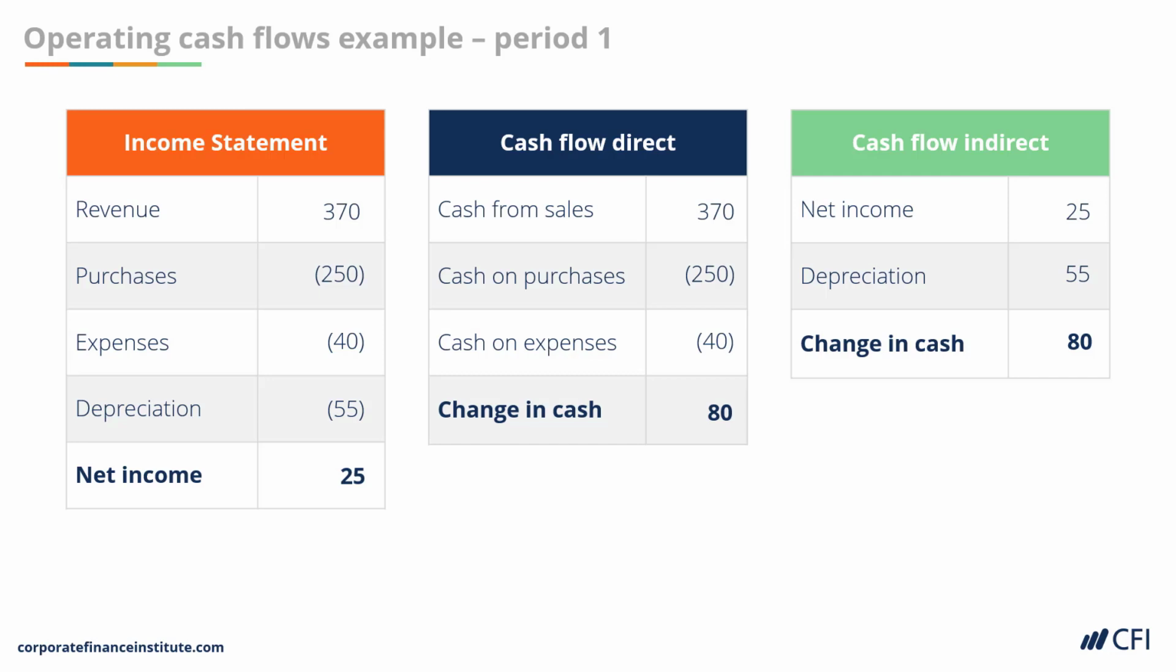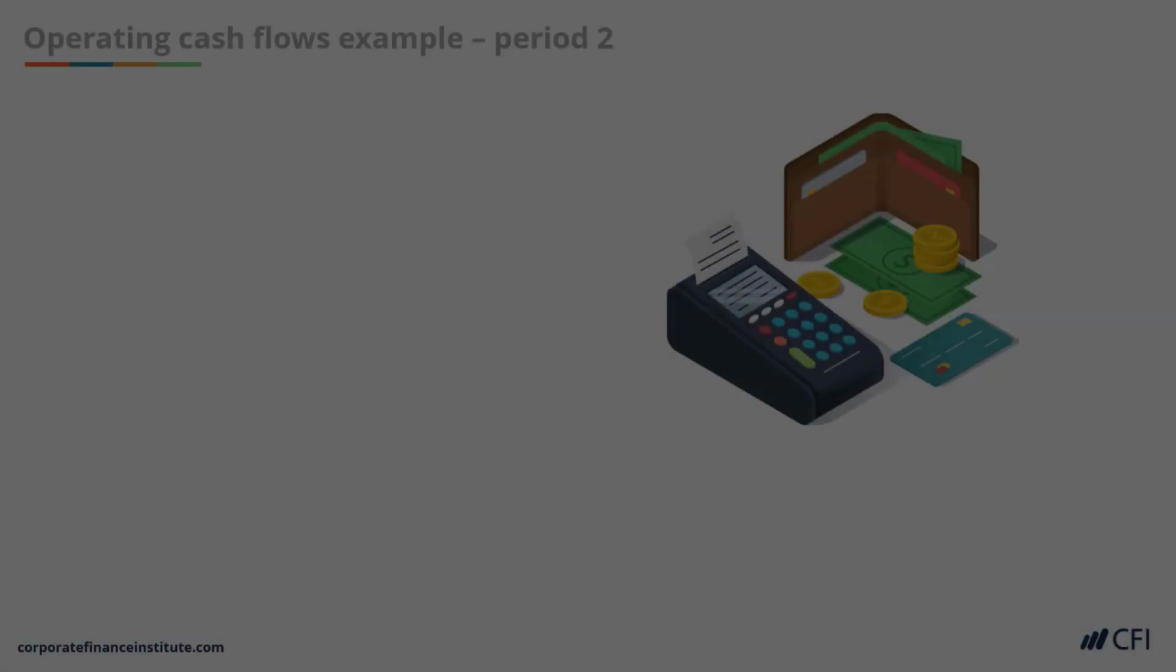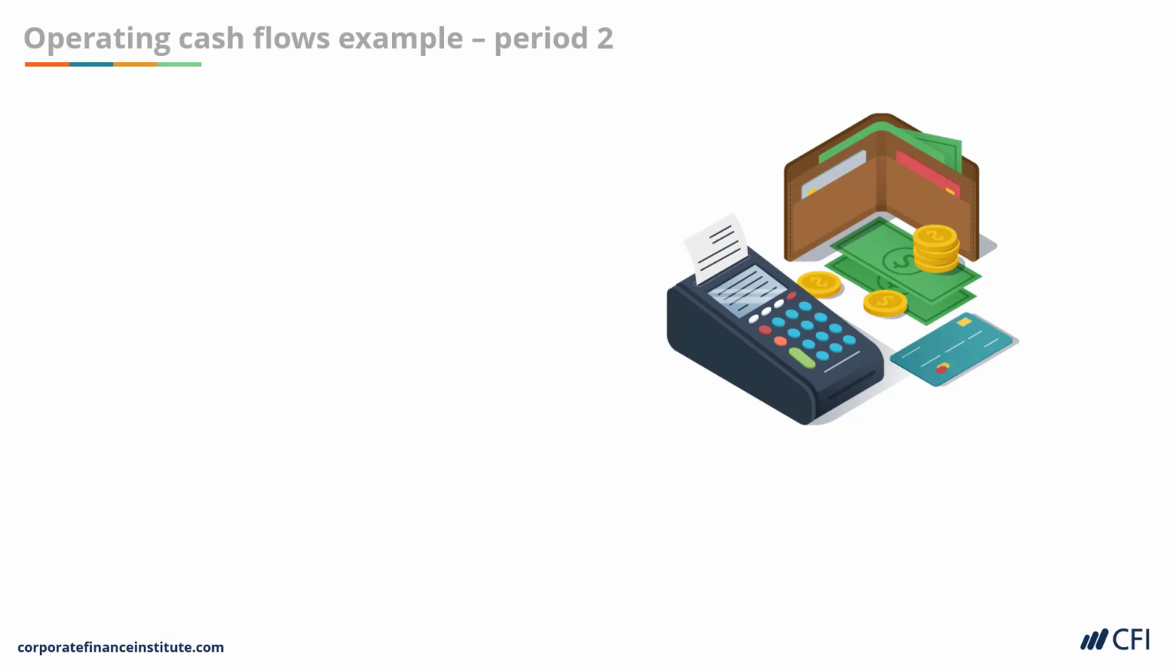Regardless of whether you use the direct method or indirect method of calculating cash flow, it should always result in the same net change in cash. Now let's look at a slightly more complicated period number 2. Here are the transactions that took place during the period.